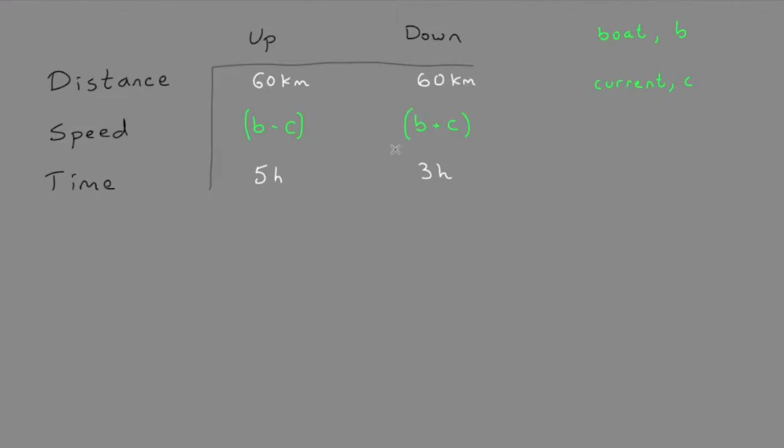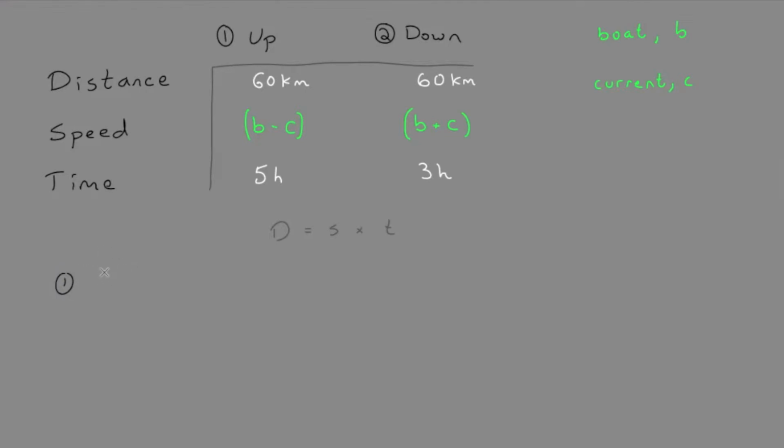So to solve for B and C, we need to come up with two equations because we have two unknowns. Remember, solving systems of equations, we could use substitution or elimination. Remember that distance equals speed times time. And so we'll come up with equation 1 and equation 2. Equation 1 will be going upstream and equation 2 will be downstream.